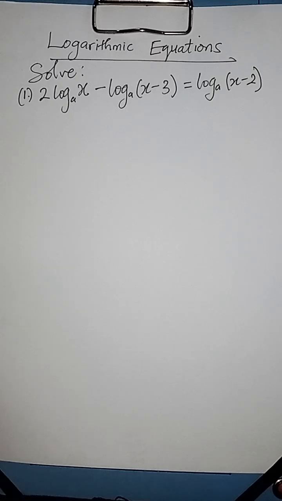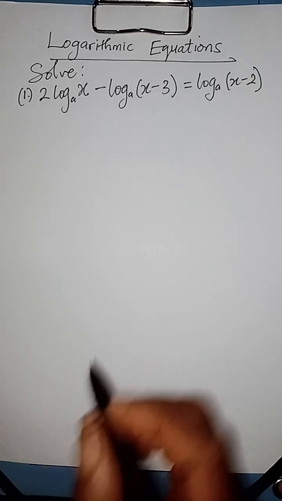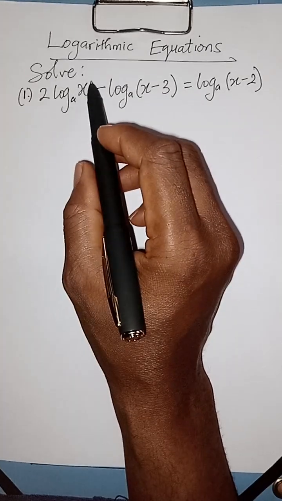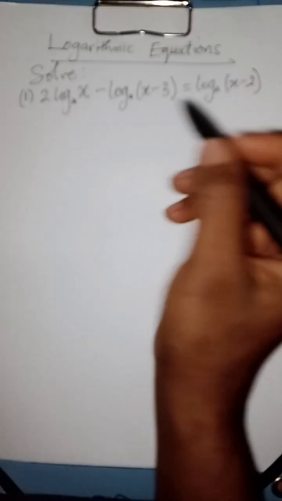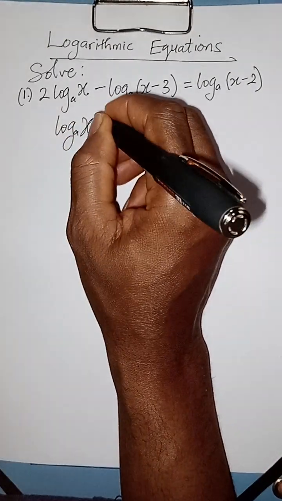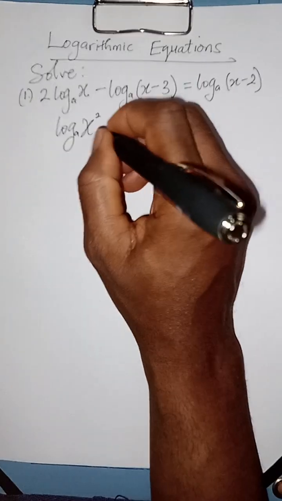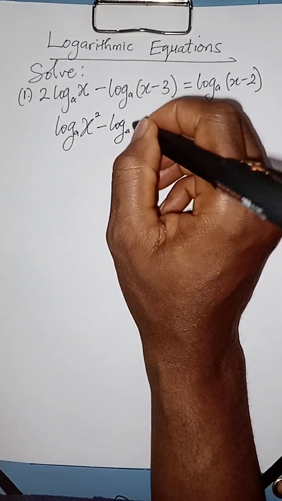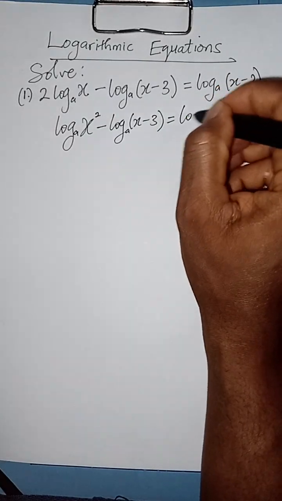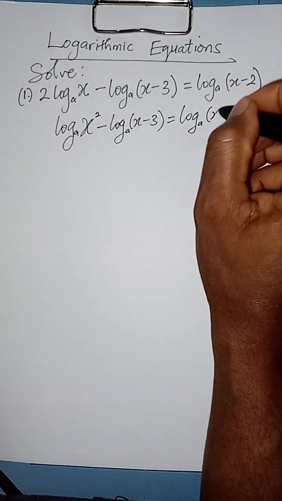Now, how do you solve this question? Again, we have to apply all the rules we've learned in logarithms in solving equations involving logarithms. This 2, which is the coefficient of the log, will come here to become the power of x. So I'm going to have log x raised to power 2 minus log (x minus 3) equals log (x minus 2).